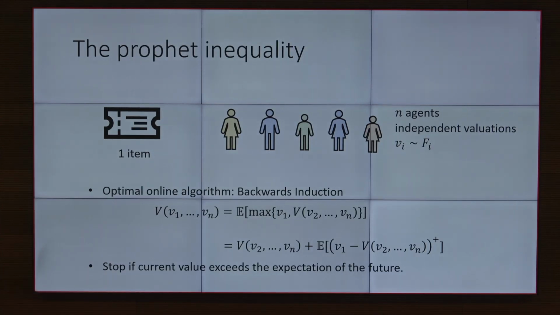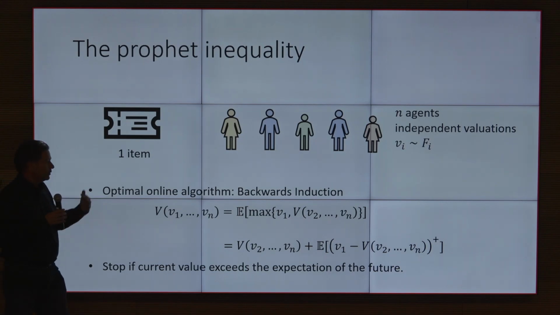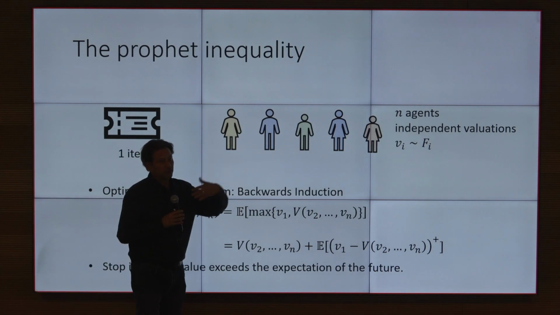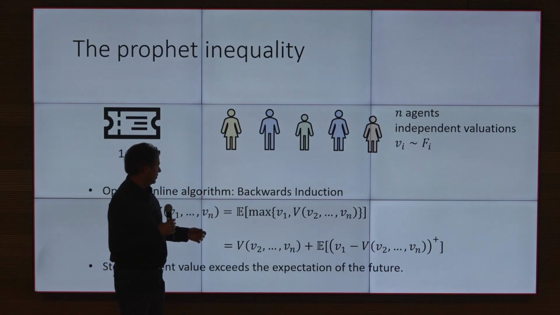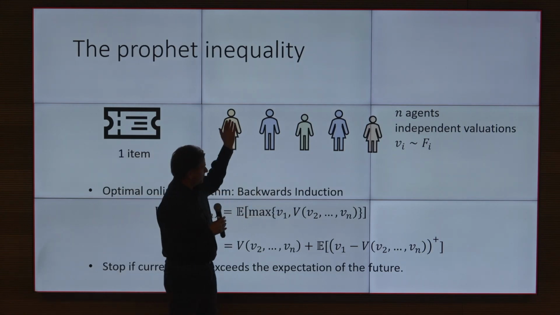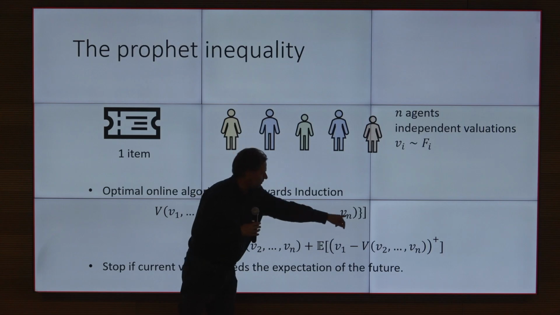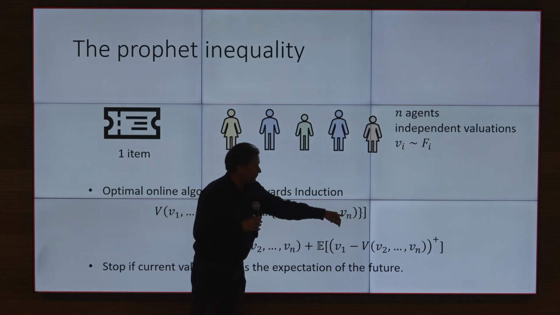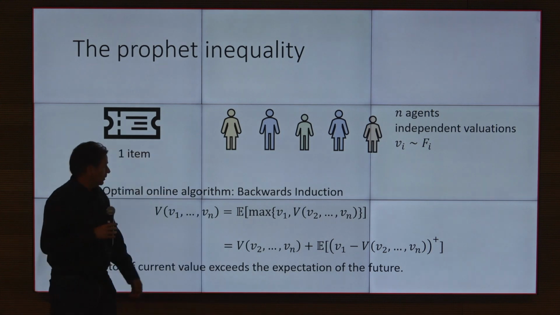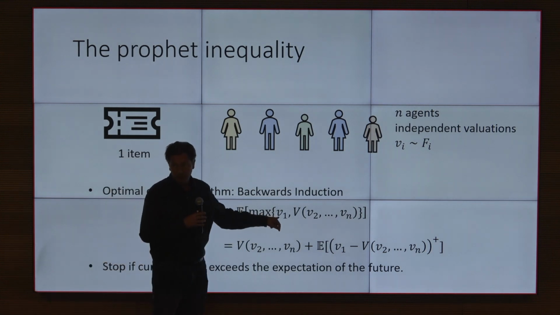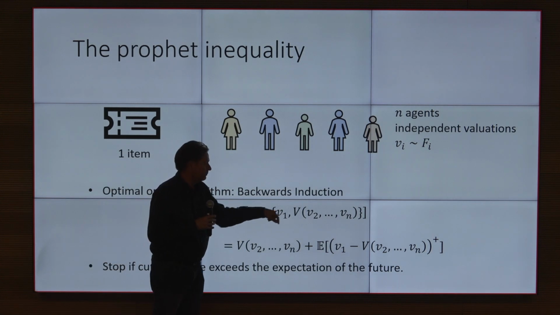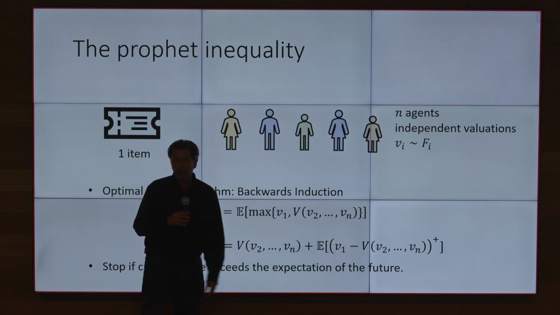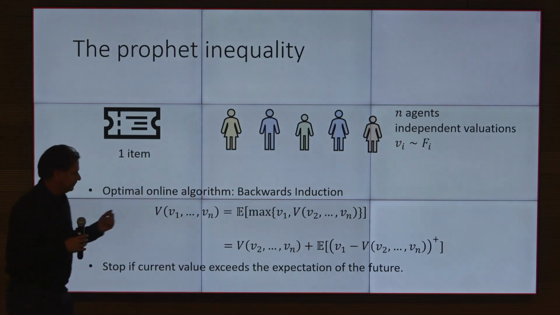Okay, so the online optimum is actually very easy to compute. It's a very simple dynamic program. So you compute the expected value of the future. Let's say we are standing at time 1. The expected value of the future is the value we would get if we have V2 up to Vn. These are the random variables. We look at the current value, V1, whose realization we know, and we take the maximum of the two. So if V1 is bigger than the future, we take it, otherwise we continue.